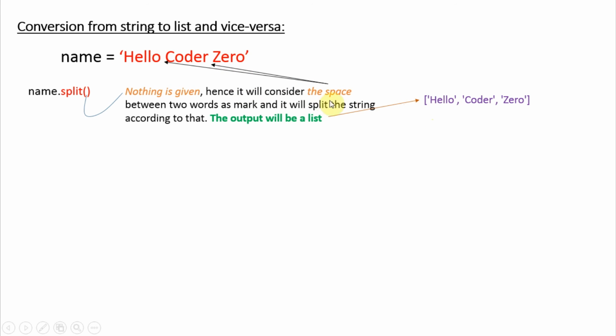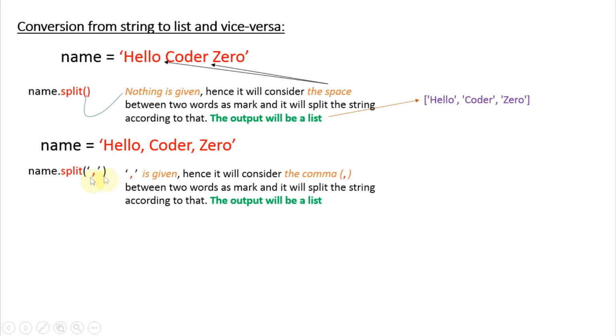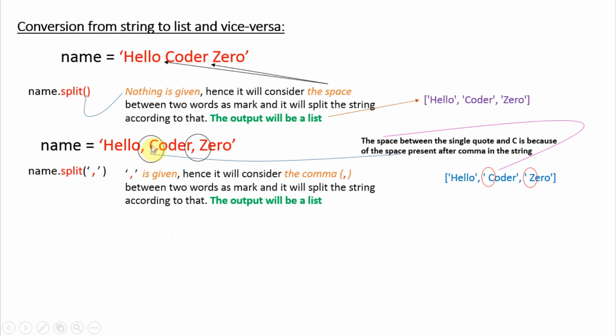You can see here. Then if we have another string just like this, and if we want to convert this one into a list, we could use this comma, right? We could put the comma between the brackets, so it will consider the comma as the mark, and it will create the list. You can see here we are getting the same list, but the commands are different here. You can see here also, the space is here because we are considering commas as the mark.